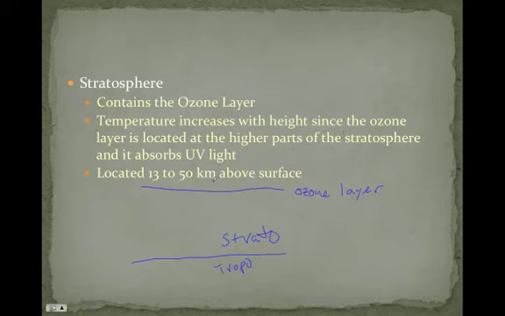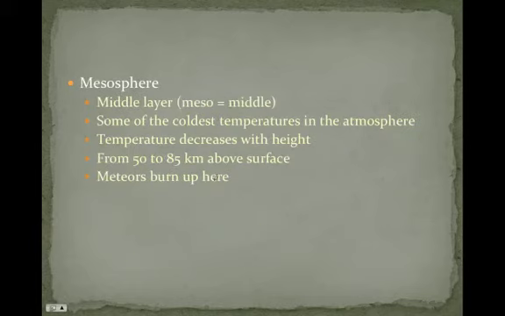It's about 13 to 50 kilometers above the surface. So it's about 3 times thicker than the troposphere, but it contains a lot less mass because density decreases. Above the stratosphere is the mesosphere. Meso means middle, and that's actually something that helps you understand a lot of the words we use this year. Some of the coldest temperatures in the atmosphere occur in the mesosphere.